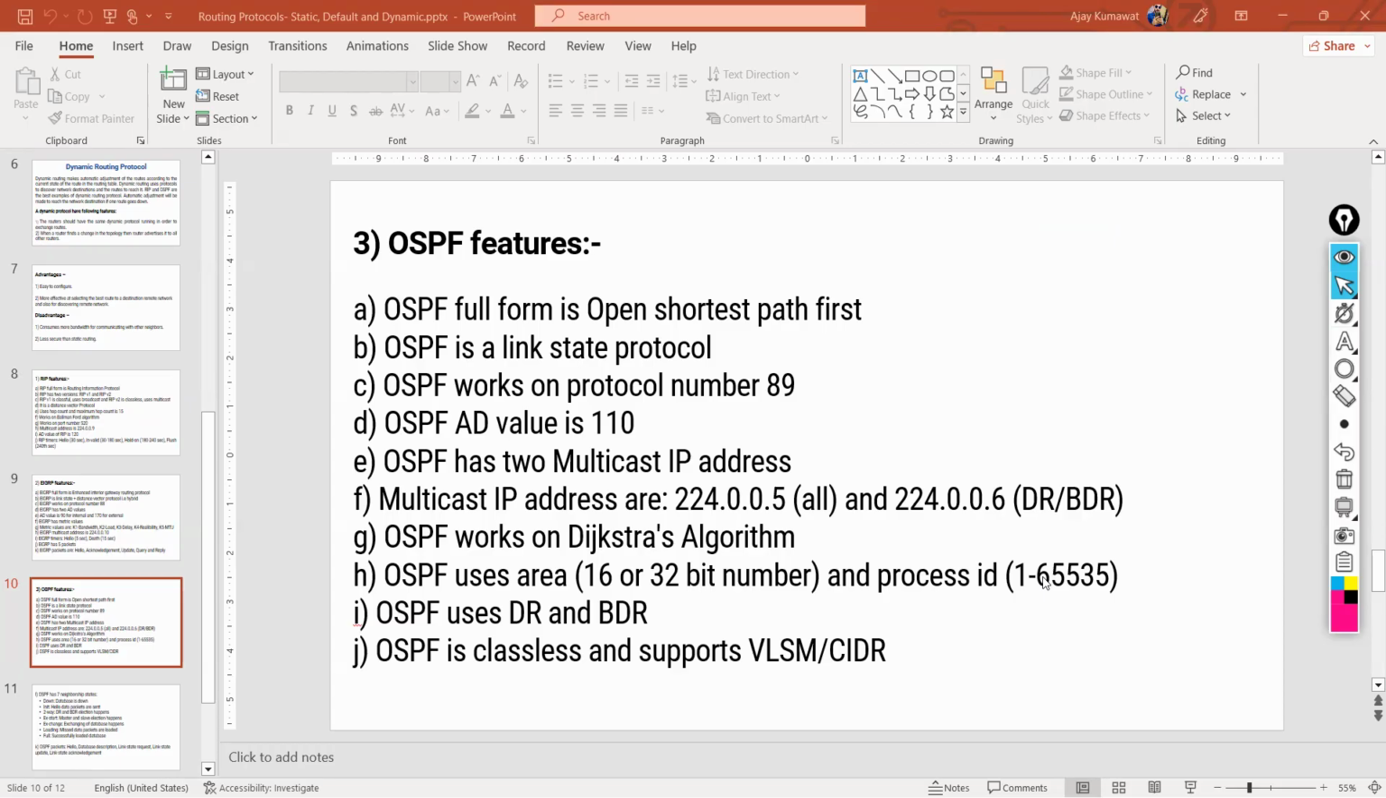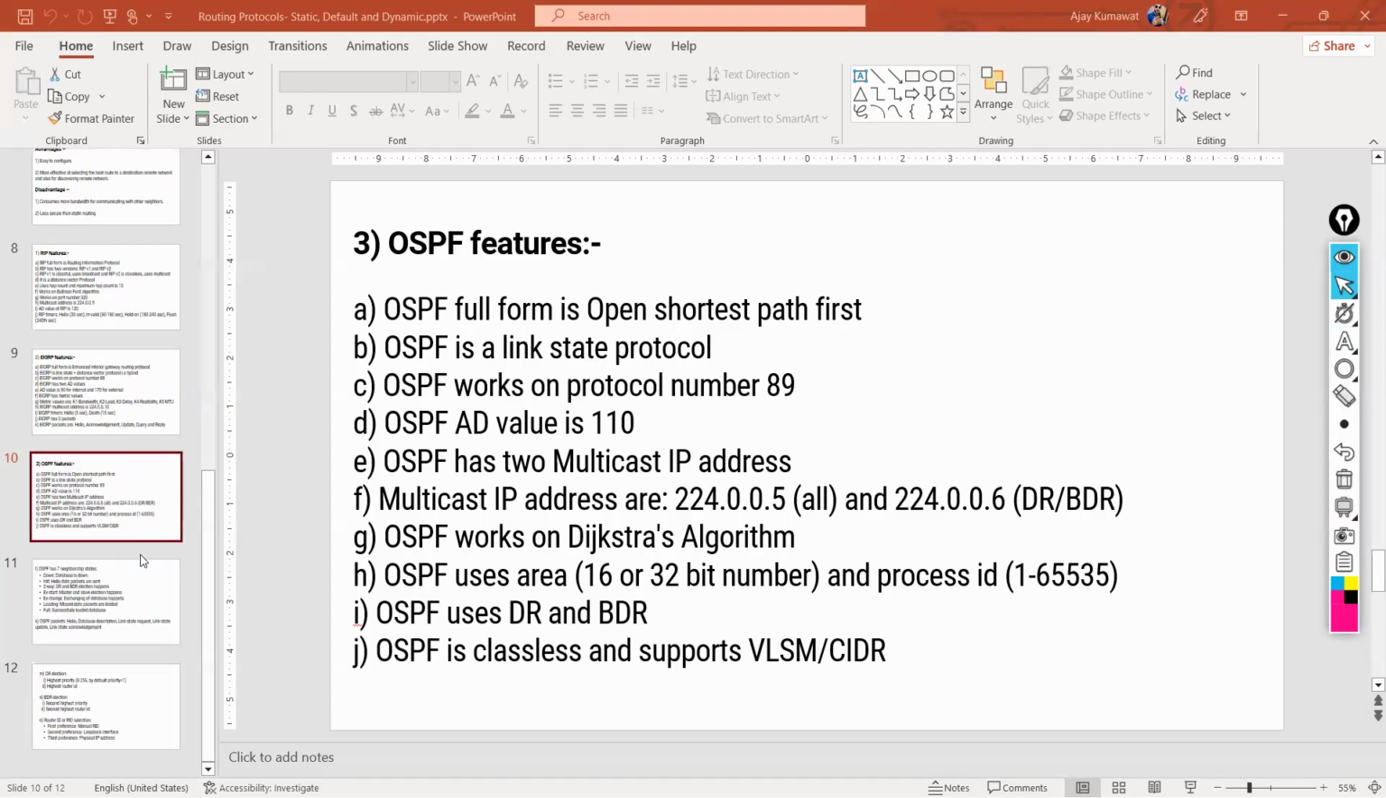Then in OSPF, we have DR and BDR, I'll come to it. Then, OSPF is a classless protocol. It will support your VLSM and CIDR scheme, that means subnetting will be supported, and OSPF does not perform auto summary by default, so we don't have to give the no auto-summary command also. Is that clear? And in OSPF, all your routers are identified with their router ID, not with their IP addresses or names.